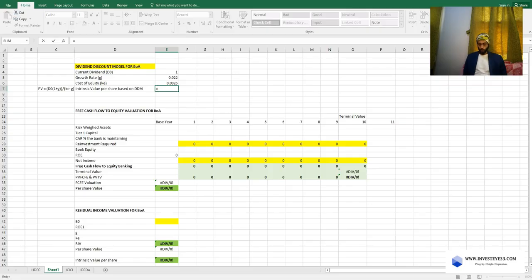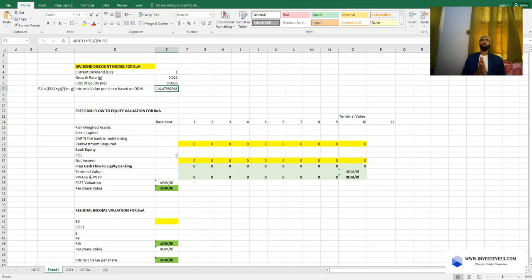Okay. Now based on these numbers, the intrinsic value per share is equal to current dividend, which is 1, multiplied by 1 plus the growth rate, divided by cost of equity minus the growth rate. Right? It is coming to be $14.475 per share.